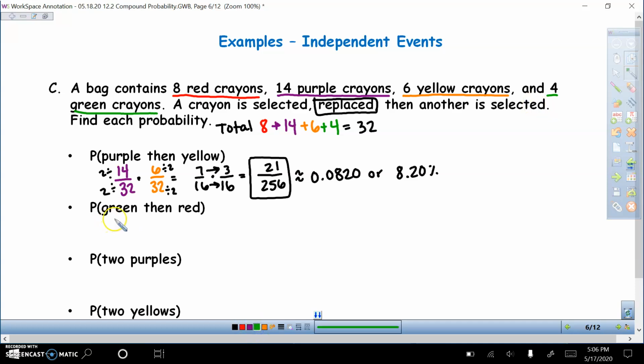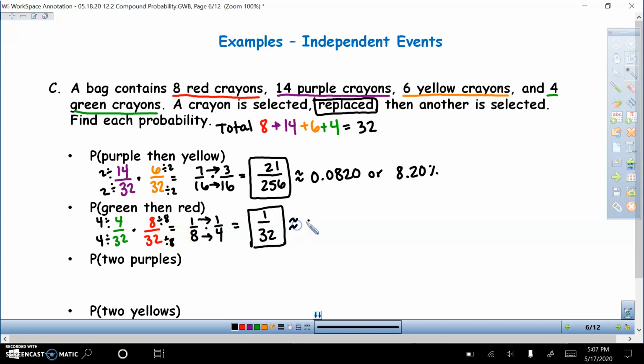I have 4 out of 32 green times red. I have 8 red out of 32 total crayons. Simplify your fractions ahead of time. Again, this will save you work in the long run. So that first fraction simplifies down to 1/8. That second fraction, both denominator and numerator are divisible by 8. So that second fraction simplifies to 1/4. So now I can multiply straight across to get 1 out of 32.